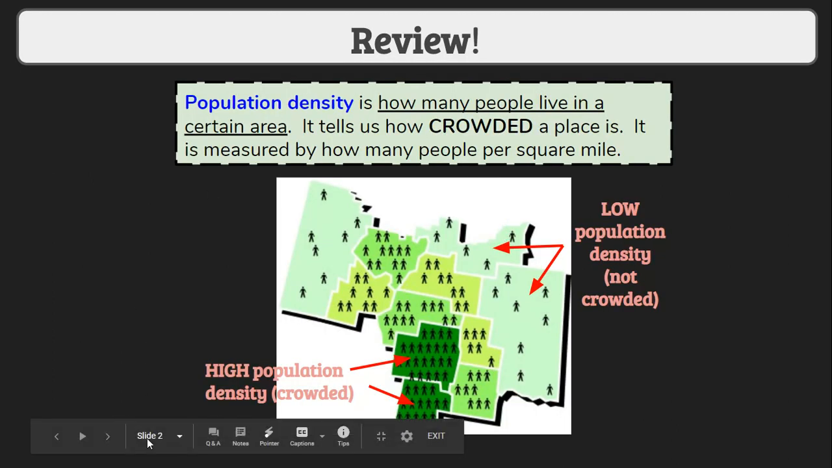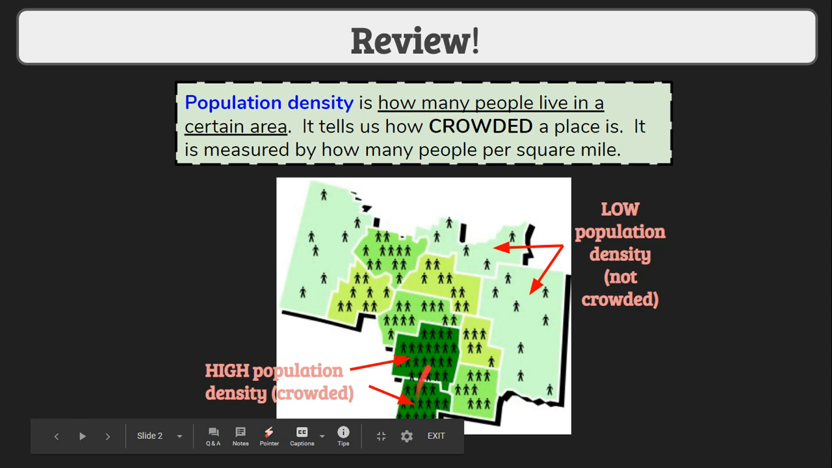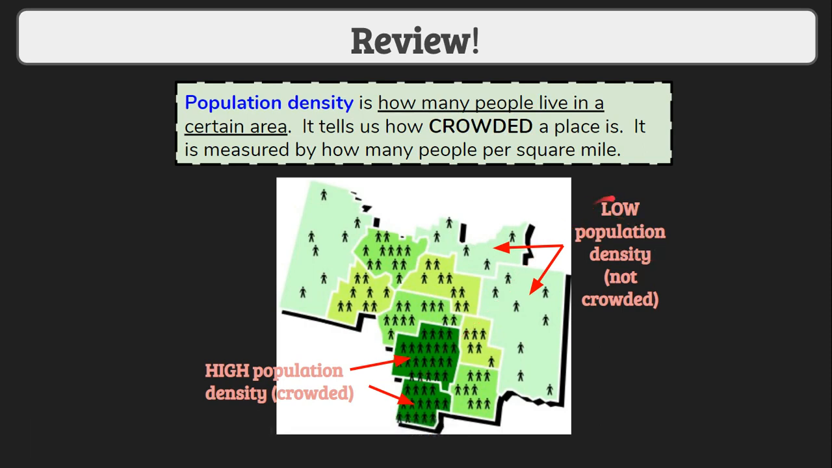If you remember, population density is how many people live in a certain area. It tells us how crowded a place is, and it is measured by how many people per square mile are in that location. So, high population density will be a more crowded area, and low population density means not a crowded area.